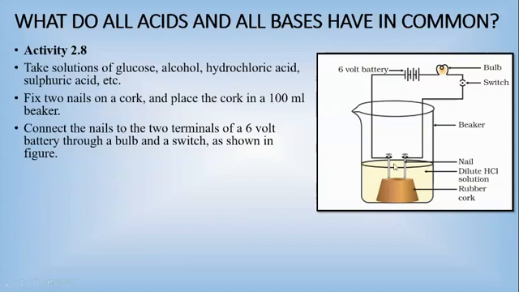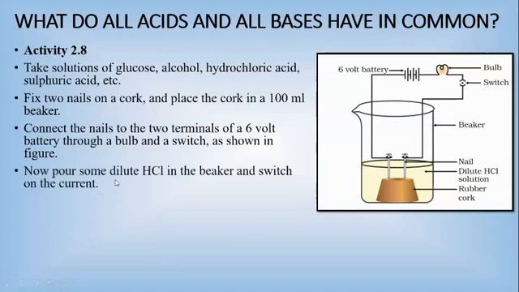In your electricity chapter you might have learned it, or you will learn about it. So you have to complete the circuit. You have to connect these two nails with the 6-volt battery, a bulb and a switch, in the way shown in the picture. Then pour some dilute hydrochloric acid in the beaker and switch on the current. Now see, we have taken dilute hydrochloric acid in the beaker, then you have to switch on the button.